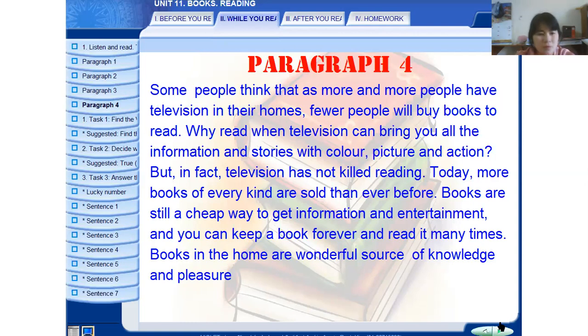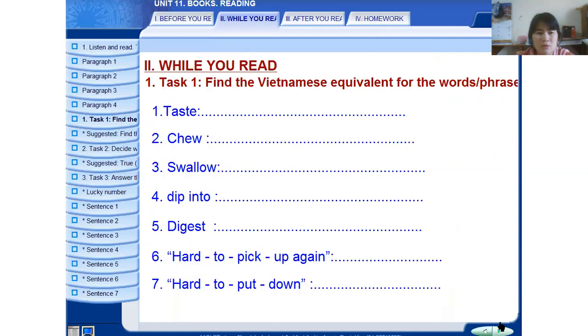Okay? You may know the content of the reading text. And now let's come to do some tasks that follow. In task 1, you find the Vietnamese equivalent for words or phrases. You can work in pairs with your friend and do a quick check without looking at your notebook.